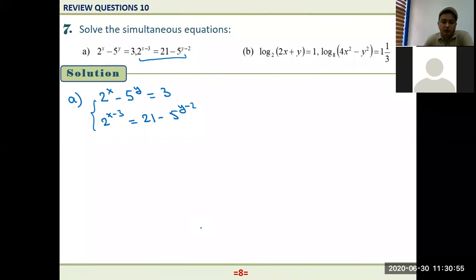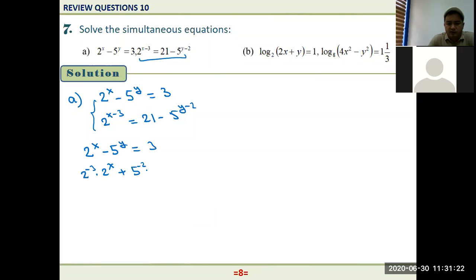Good. So again, we will use the elimination method. Let me just rewrite this. Here we have 2 to the power x minus 5 to the power y equals 3. And this thing, I can write it as 2 to the power minus 3 times 2 to the power x plus, taking it to the left hand side, 5 to the power minus 2 times 5 to the power y. On the right hand side, we have 21.